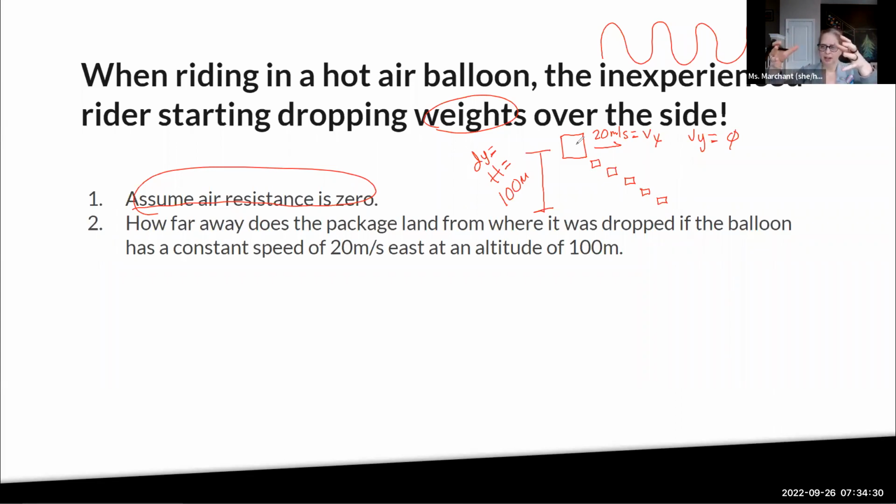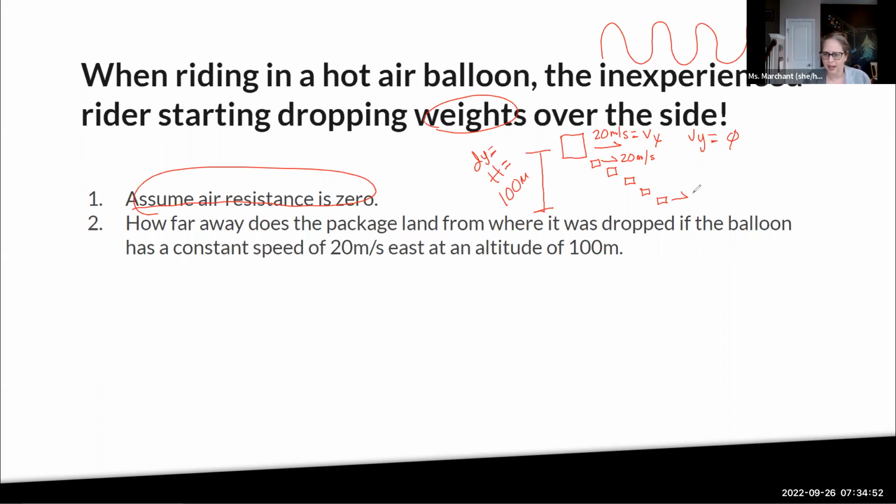If there was no gravity and we're going along at 20 meters per second and I let go of that weight, it would just keep going along with me at 20 meters per second because there's no air resistance. So that first package is at 20 meters per second. But what did we just say? It's constant because there's no air resistance.